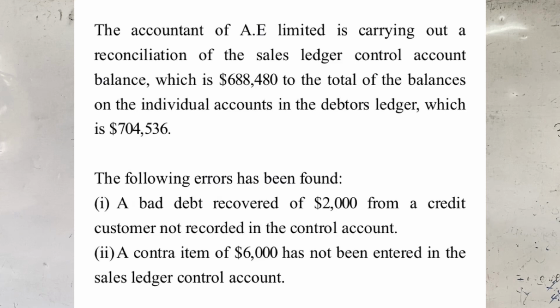The accountant of AE Limited is carrying out a reconciliation of the sales ledger control account balance, which is $688,480, to the total of the balances on the individual accounts in the debtors ledger, which is $704,536. The following errors have been found. I. A bad debt recovered of $2,000 from a credit customer not recorded in the control account. II. A contra item of $60,000 has not been entered in the sales ledger control account.